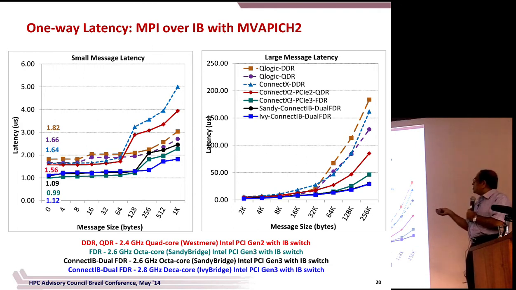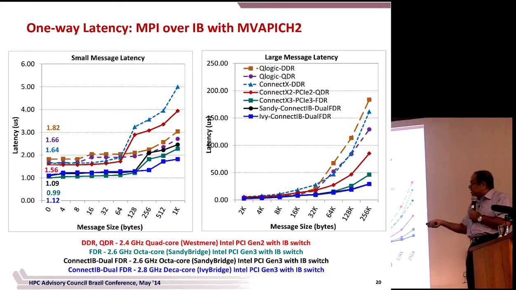So these are all different adapter combinations starting from DDR, QDR. This is PCI Express Gen 2, PCI Express Gen 3 with Sandy Bridge and Ivy Bridge. You will see that this chart is trying to show what is happening to the small message latency, so it's like half of the round trip. And over the years, it is steadily dropping.